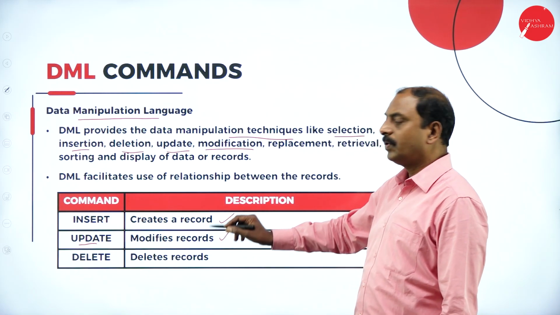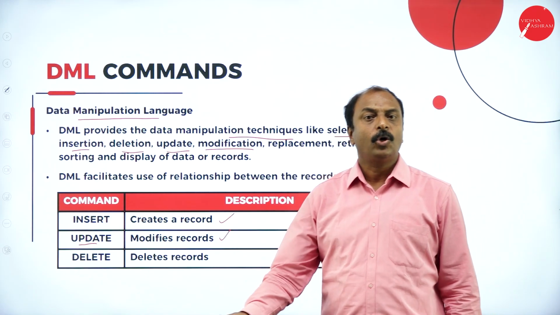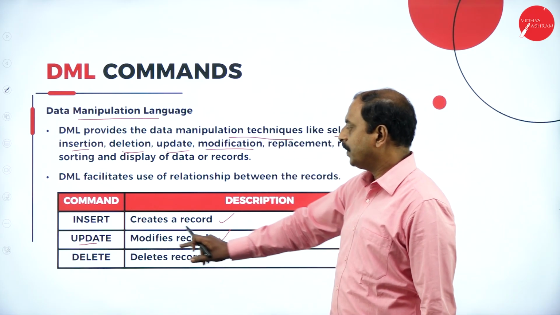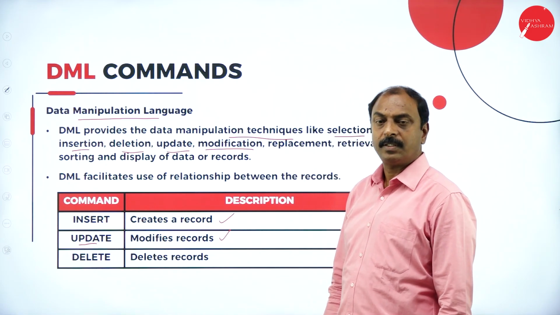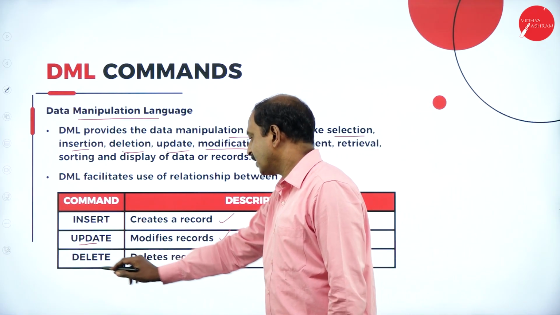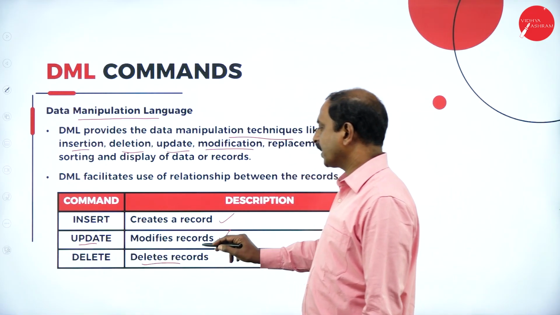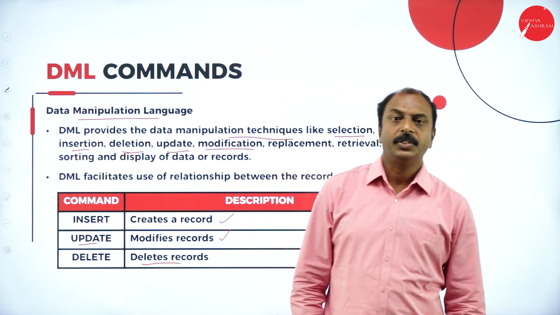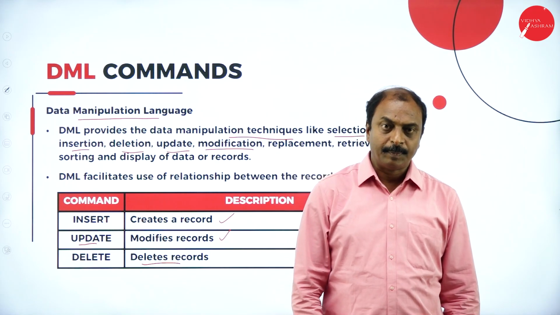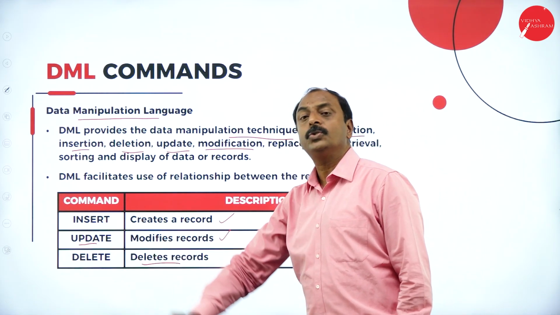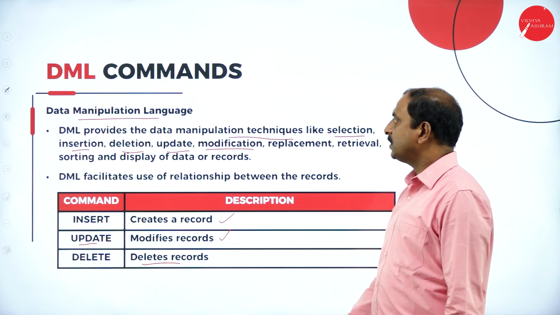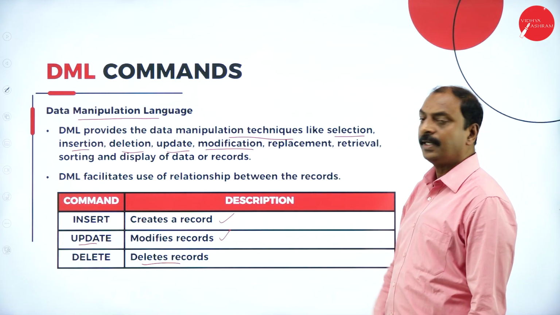Here we would like to modify the value of any attribute or any column in a table. That can be done with the help of the update command. Next one is the delete command. It is used to delete records. In the previous slide we have seen the drop command, which is used to delete an entire table, but the delete command is used to delete an entire record from the table. So these are all DML commands.